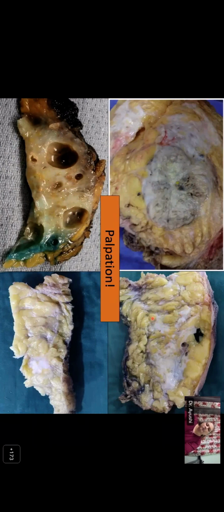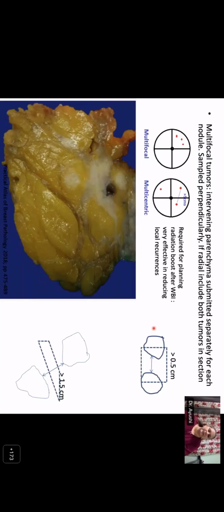However, in this situation, most important is palpation. Fibrocystic disease is generally rubbery, while invasive tumor is quite hard. So, in this kind of specimen, our resident, with the help of palpation, was able to identify a small focus of invasive carcinoma in an otherwise extensively fibrocystic breast.